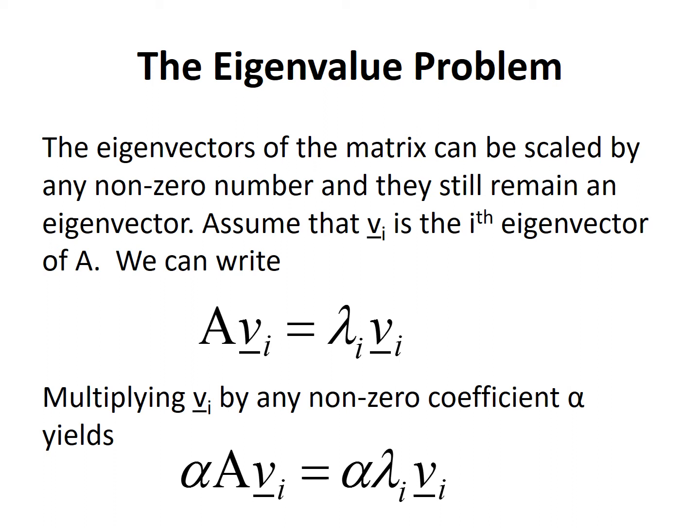Now let's examine some important properties of the eigenvectors and eigenvalues of the matrix A. Writing the eigenvalue problem for the ith solution is shown in the top expression. We note that the equation is still valid if we multiply both sides of the expression by a non-zero coefficient alpha. This analysis shows that the eigenvectors of the matrix are not unique. As a matter of fact, there are an infinite number of solutions. What is unique is the relative size of the coefficients in the eigenvector v sub i. Another interpretation of this result is that we can scale the eigenvector by any non-zero coefficient and the resulting vector is still an eigenvector of the matrix A.